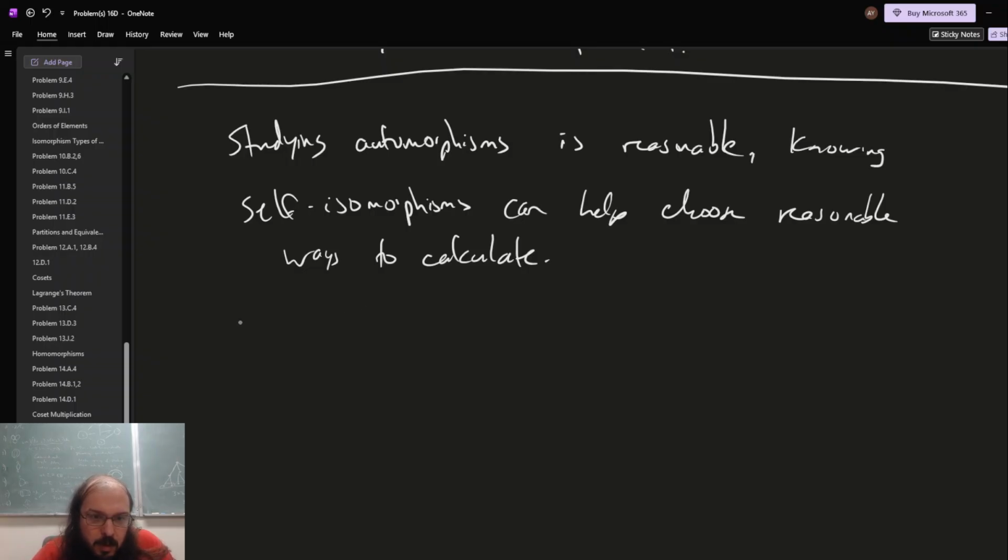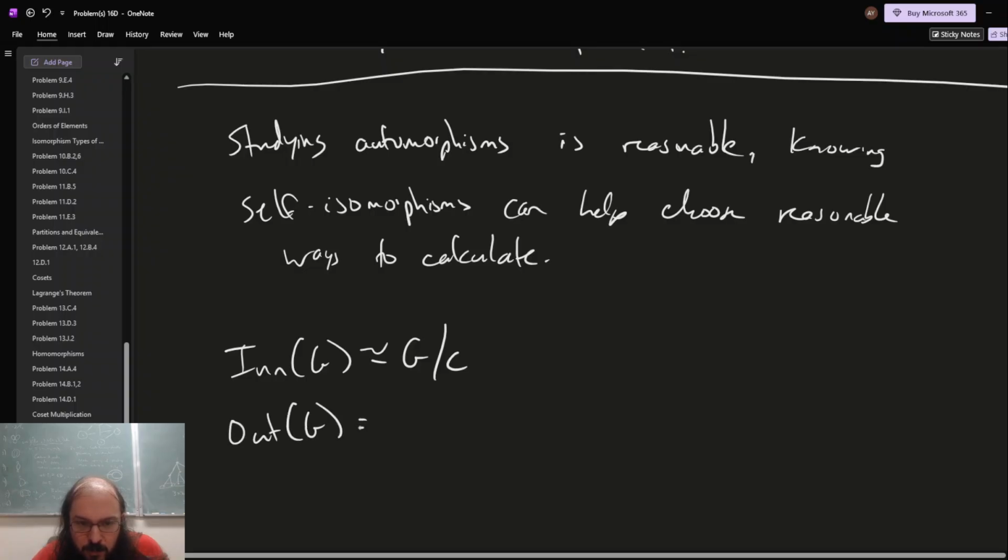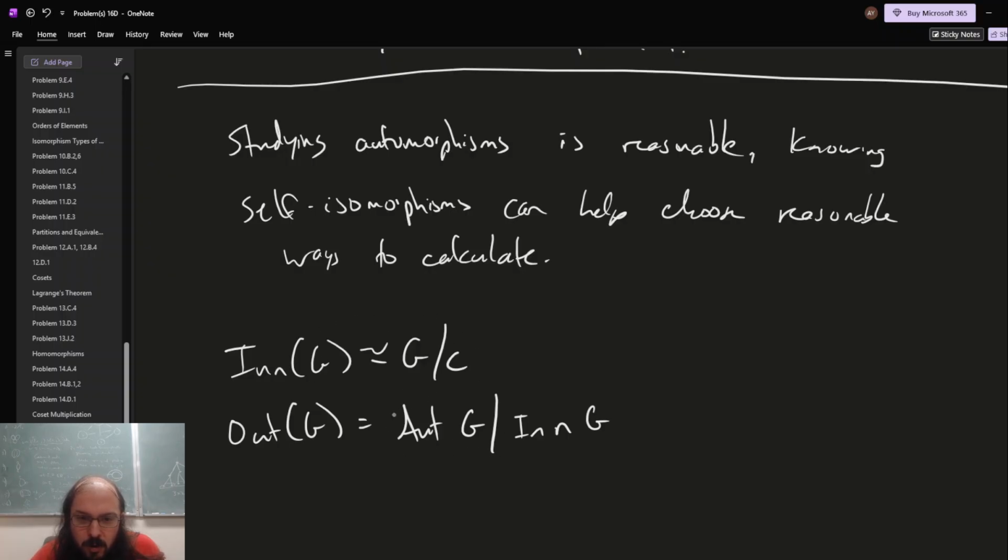And if we're interested in the non-inner automorphisms, then since the inner automorphisms are isomorphic to G mod C, we might be interested in what you could call the outer automorphisms, which are what you get when you mod out by the inner automorphisms. And so this is very easy to find. And therefore, if you know something about this group, you might then be able to look for interesting outer automorphisms that can help you.